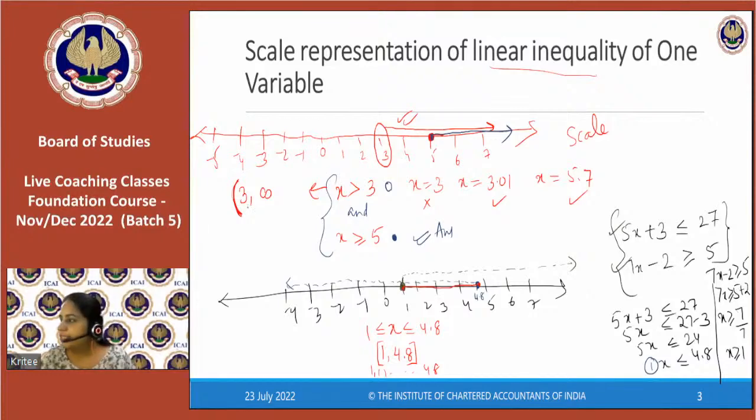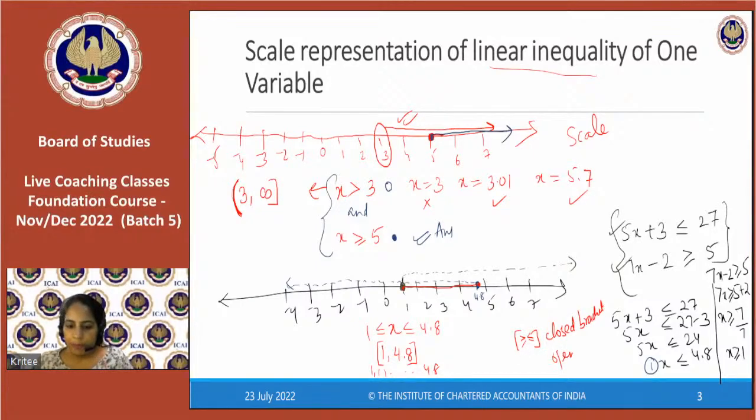Open bracket means the first value will not be included. So we write it this way: 3 till infinity, all the values from 3 till infinity. So when I have both as less than or equal to, or greater than or equal to, then I am using the closed bracket. The closed brackets are used for less than or equal to, or greater than or equal to.